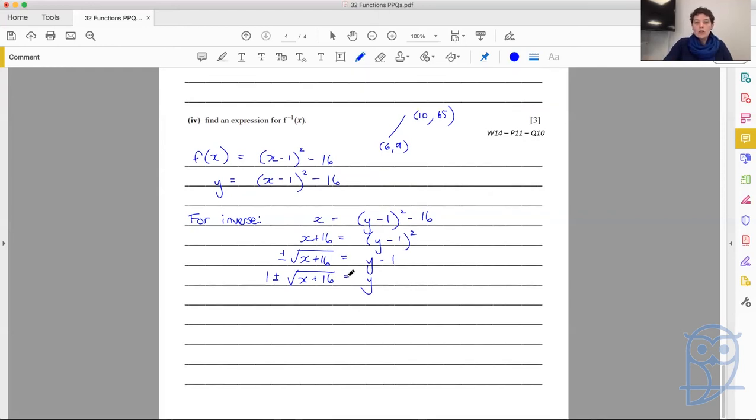Then we take a look. Remember that the range of your inverse is the domain of your original. So the domain of the original was from 6 to 10, so we need to add on to 1; 1 is not big enough. Therefore we know that f to the minus 1 of x equals 1 plus the square root of x plus 16.